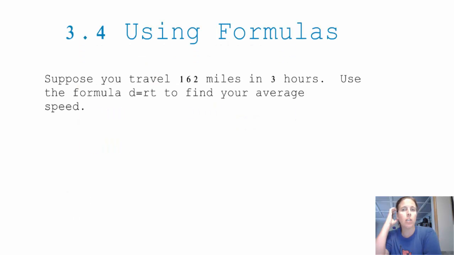Starting your notes, 3.4, using formulas. So, we're just plugging and chugging. We're going to use a formula, and we're going to know the numbers to put in, and then we just solve. Suppose you travel 162 miles in 3 hours. Use the formula D equals RT to find your average speed.